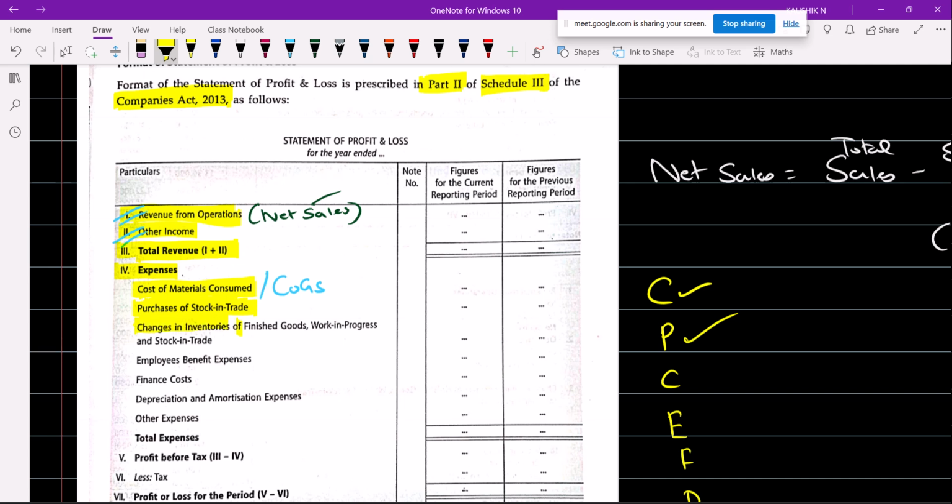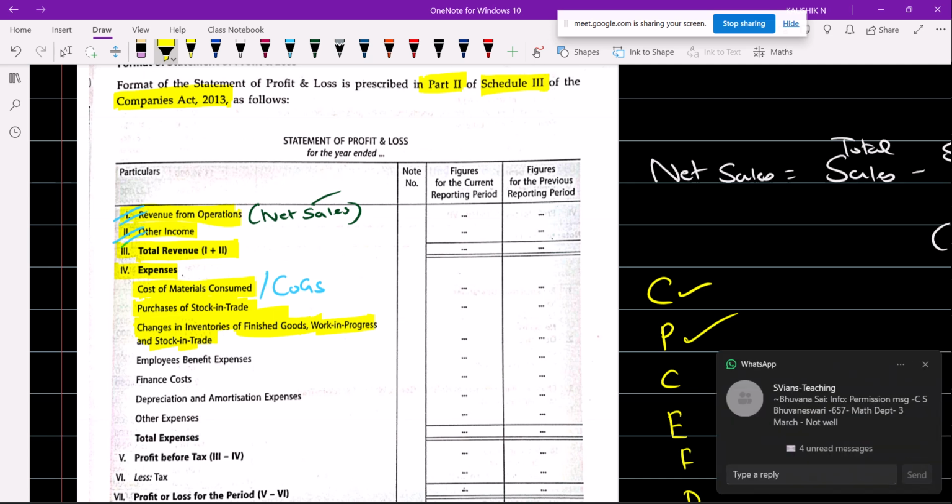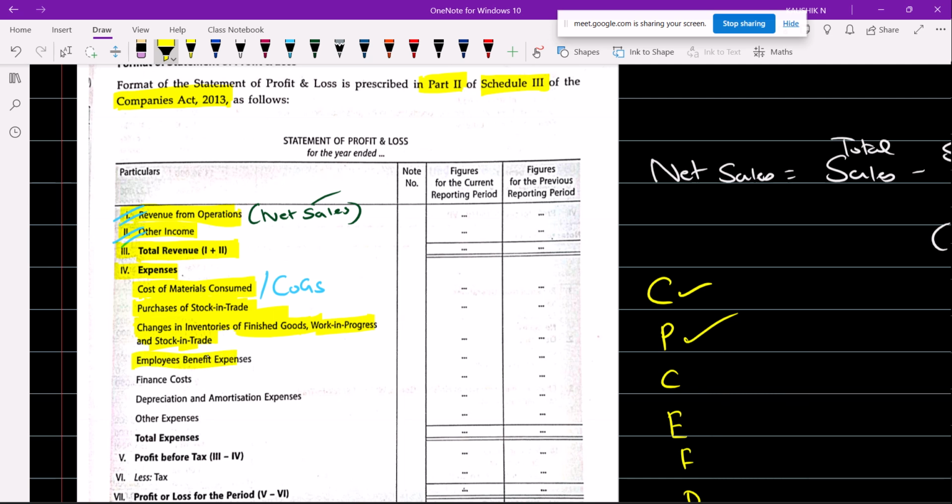So changes in the finished goods or work in progress or stock in trade. This we call as a direct item, and it is an item which comes under your expenses category. So changes in the inventories: finished goods, work in progress, stock in trade. And then comes something called employee benefit expenses. What is the term called employee benefit expenses?